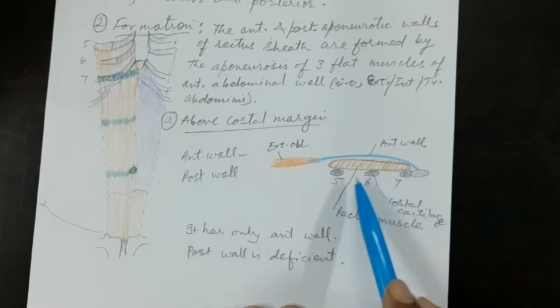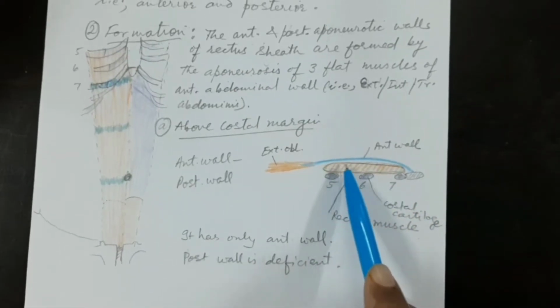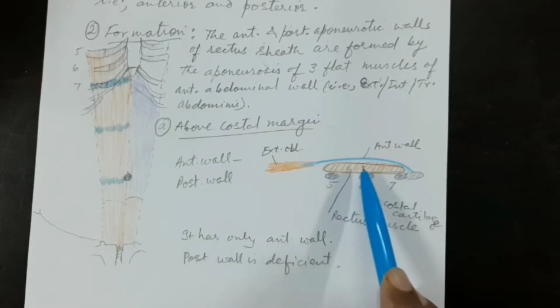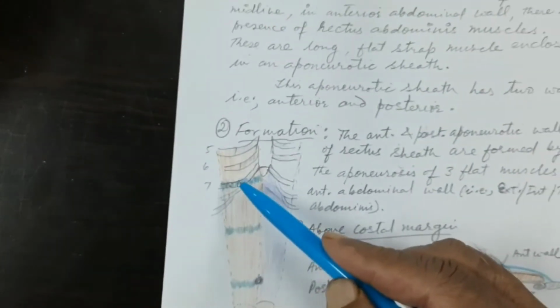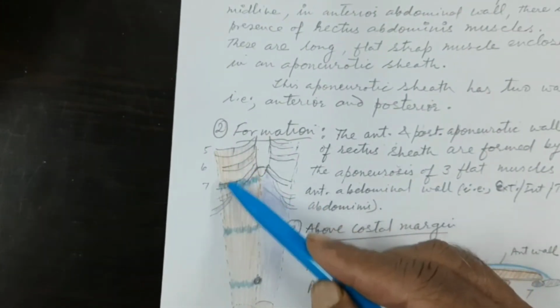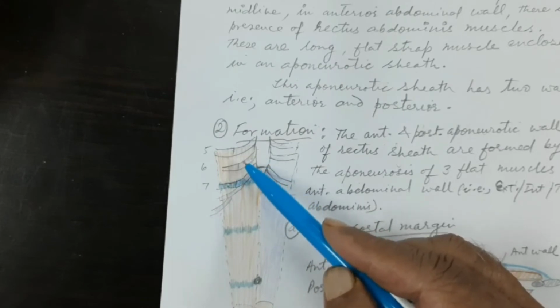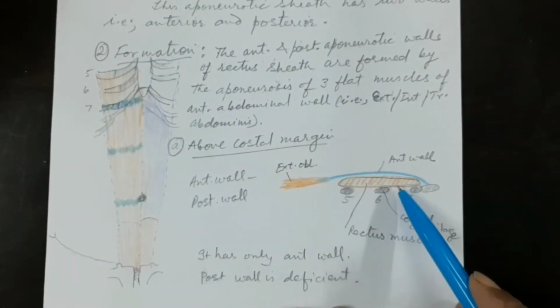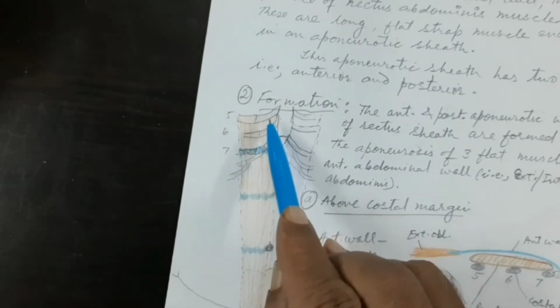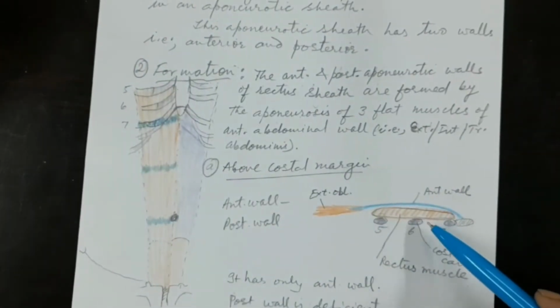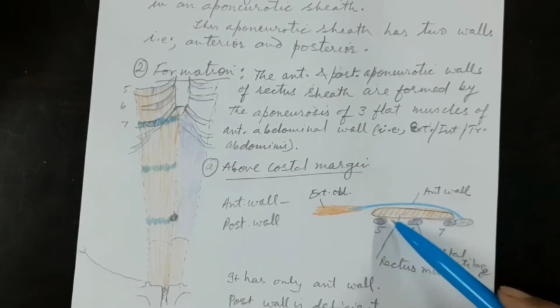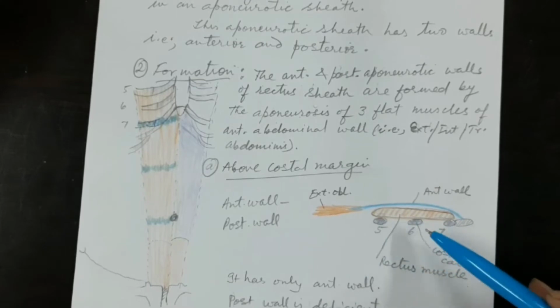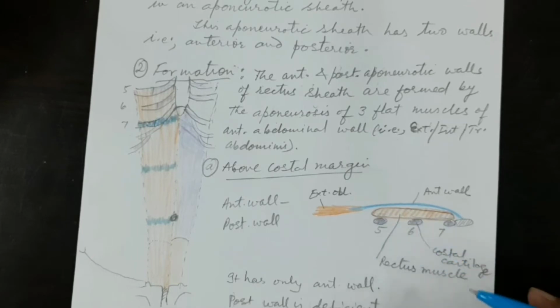This is the 7th, 6th, and 5th costal cartilage on which this rectus abdominis muscle is lying. It is lying directly onto the costal cartilages and a little part of the ribs also, below the level of the 5th costal cartilage. So this will form its posterior relation. What is the posterior relation here? It is the costal cartilages and intercostal muscles in between.